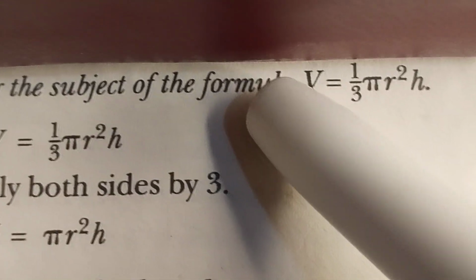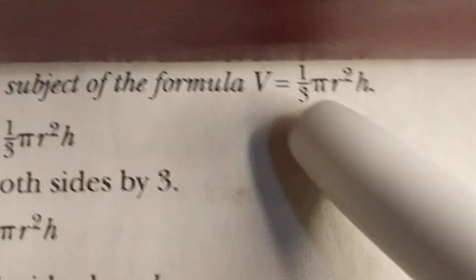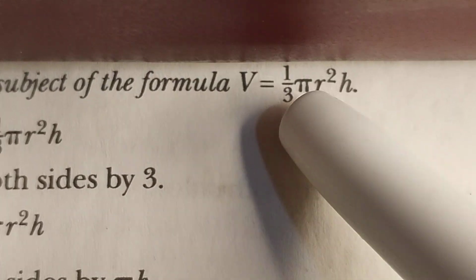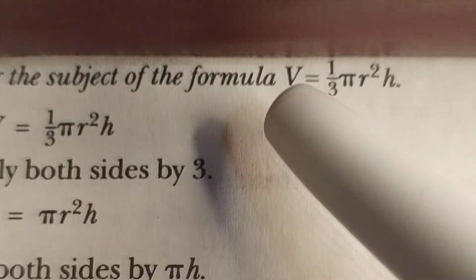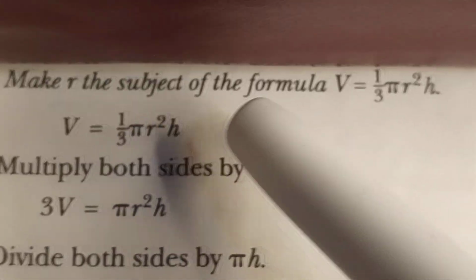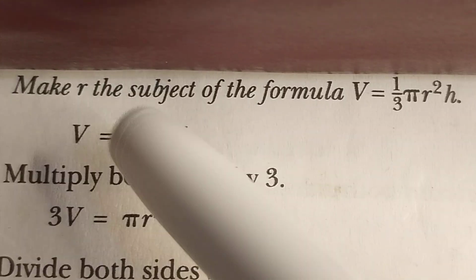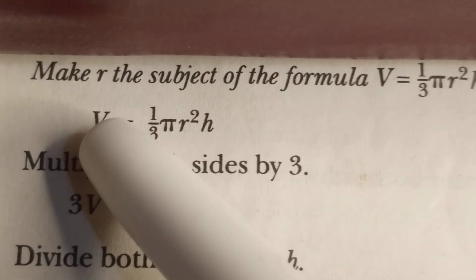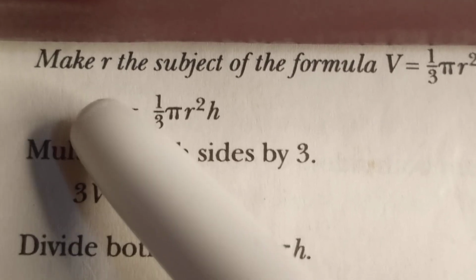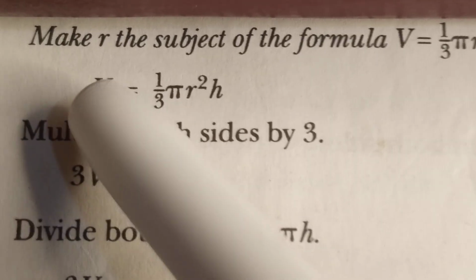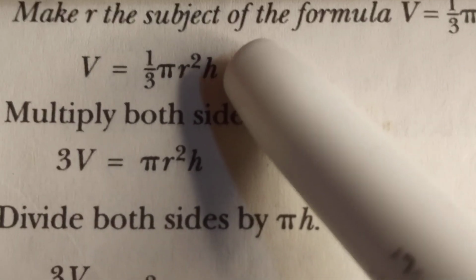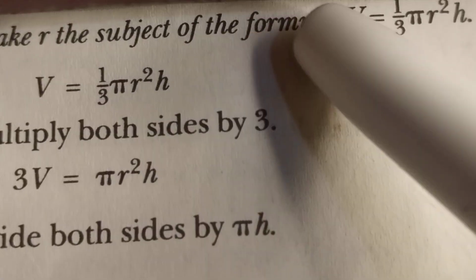Mathematics ABC. So we have: make r the subject of the formula. V equals 1/3 pi r squared h. Like we said before, what they want is to make r the subject, to bring r here the way V is, put r here, and let V meet the rest of the other values here. Okay, that's what is meant by making r the subject of the formula.